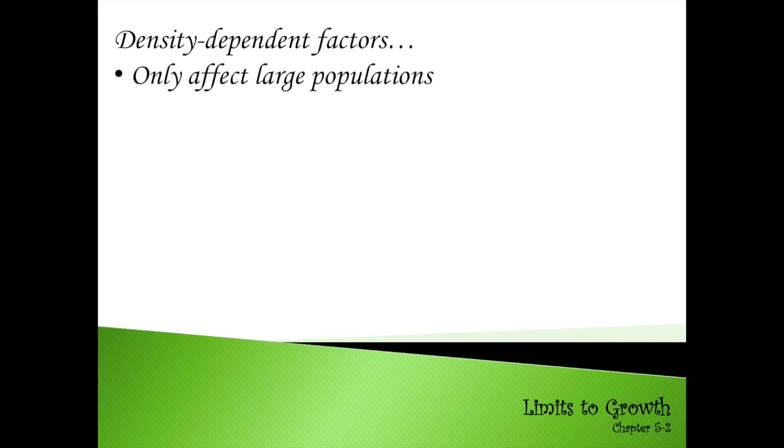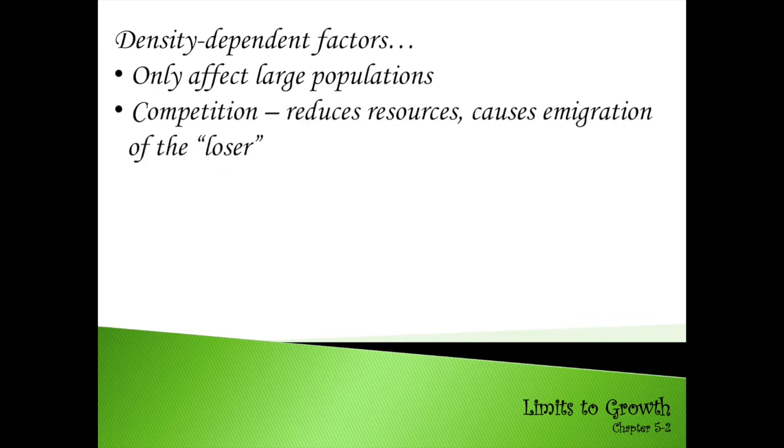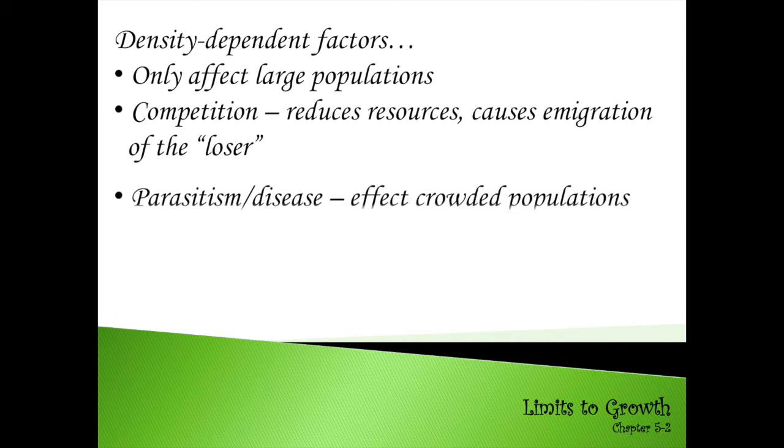And those are factors that only affect large populations. So we're talking about like a whole herd of buffalo, a whole forest of trees, you name it. You're not talking about like a couple birds on a branch. And these really come down to competition. So competition is far more prevalent in dense, large populations. And so what happens is individuals are competing perhaps for food or space or otherwise. And usually what happens is the loser has to emigrate, or in certain cases they just die off. But again, that's much more common in large populations.